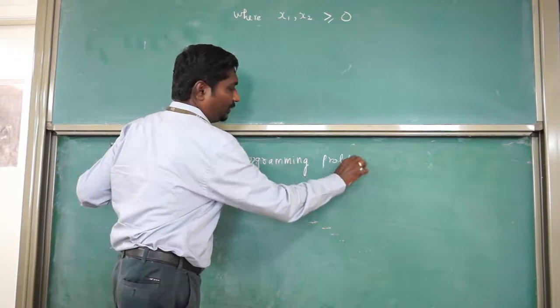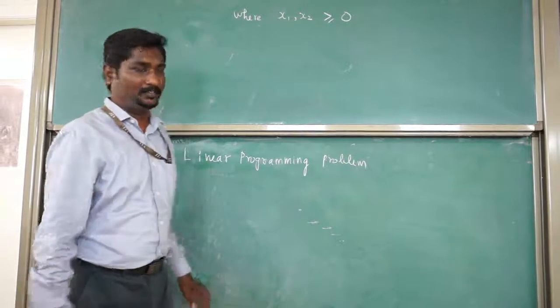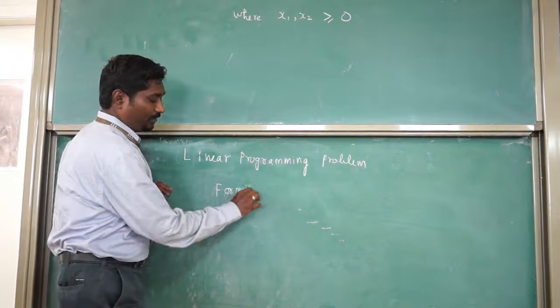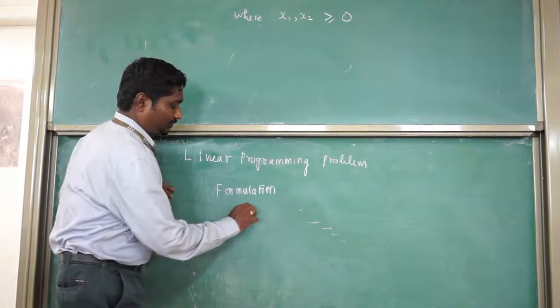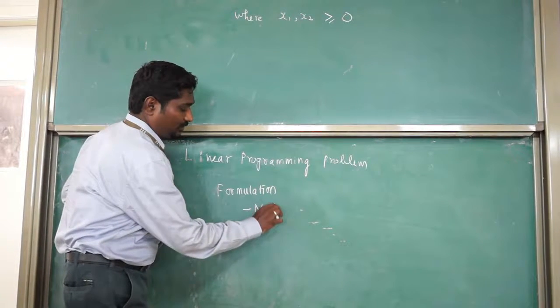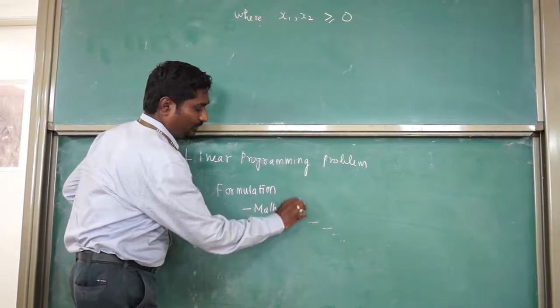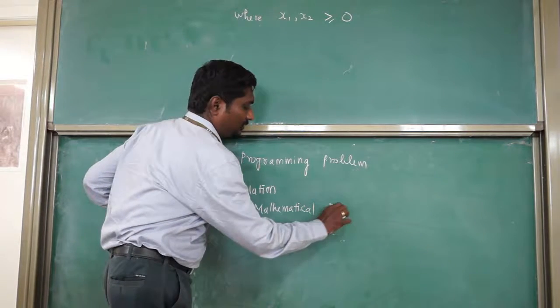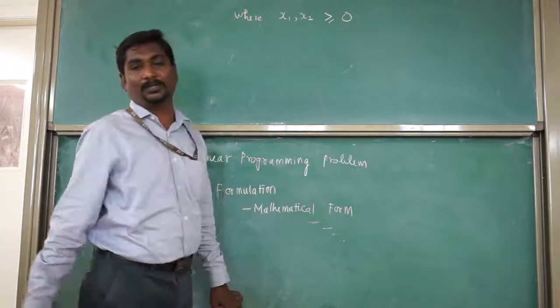Initially, the given problem has to be formulated. Formulation refers to writing the given problem in the mathematical form. So this is what we call formulation. Generally the problem will be in wordings, so we have to express it in mathematical form. This we call formulation of the problem.